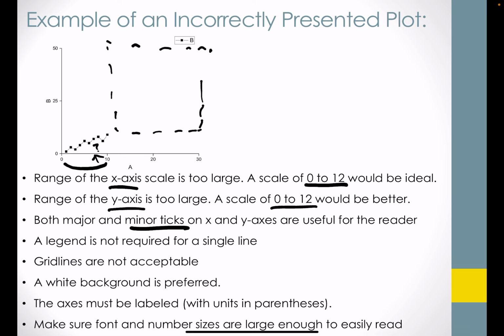Since this is a single line plot, we do not need a legend. The caption information for this graph would speak to the identity of the data, the line. This graph does not have any grid lines, so it's done that correctly. That's good. We've got the white background, so that's good so far.